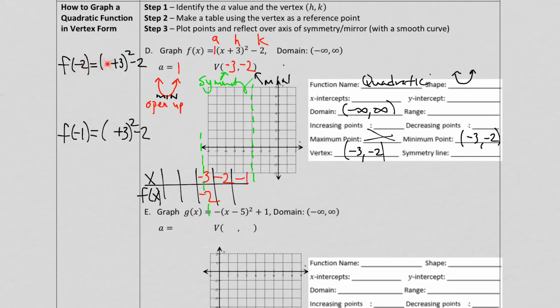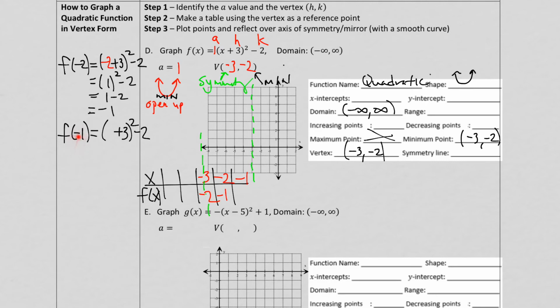If x is negative 2, I'll put that in here and I'll work it out. So what I get here is negative 2 plus 3, which is 1, so I get 1 squared minus 2. 1 squared is 1, minus 2 is negative 1. So f of negative 2 is negative 1. So over here, f of negative 2 is negative 1. So I can fill that number in. And I can finish by finding this other point.